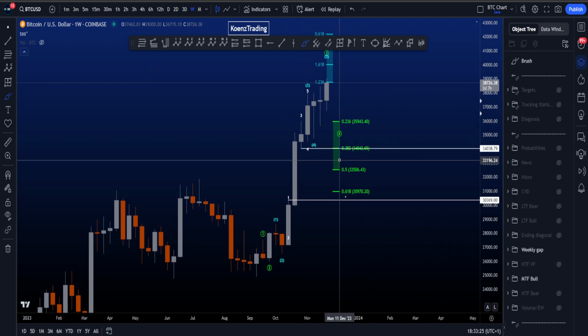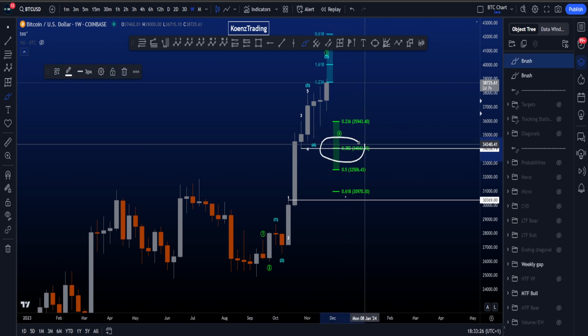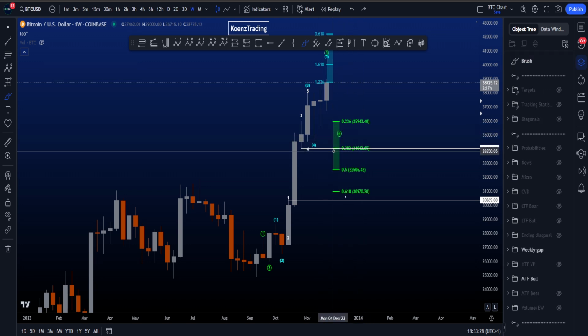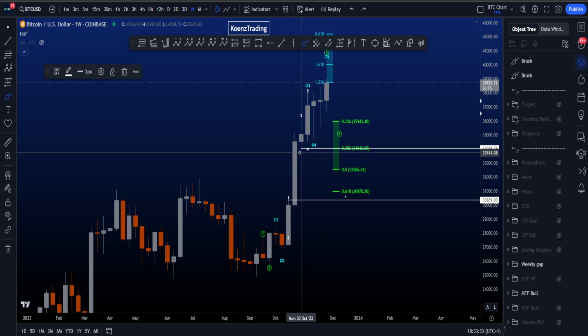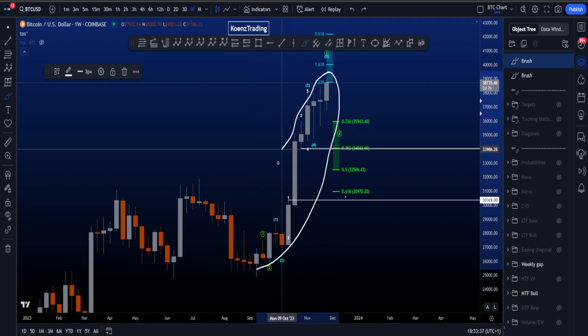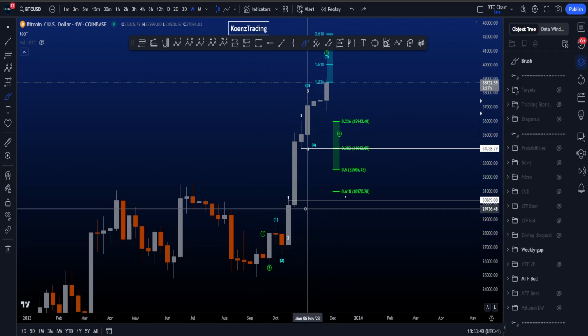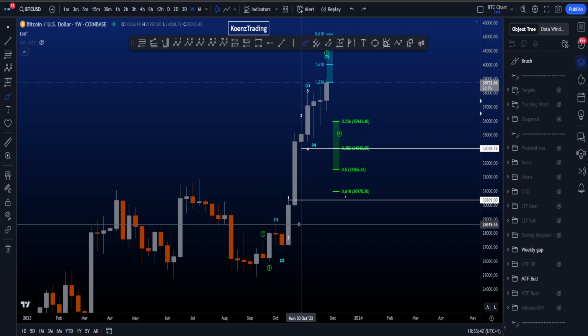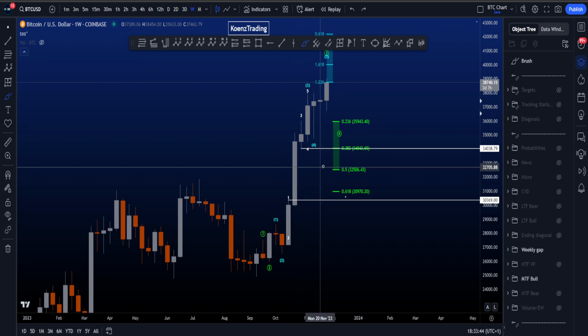As you can see, what is very attractive is that the 0.382 for this green wave 4 is perfectly in confluence with the low over here of this candle, which is the high of this gap. And throughout this move to the upside, with the content I've been making, we have been keeping an eye on the lower time frame gaps, and they are usually very, very nicely respected.